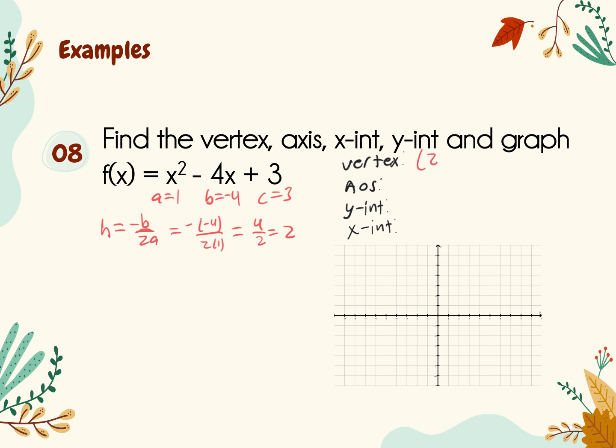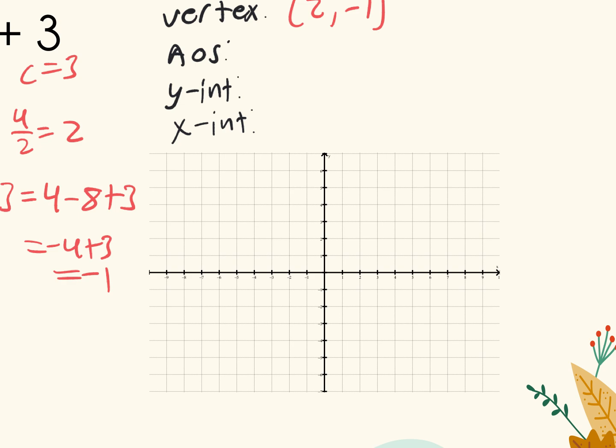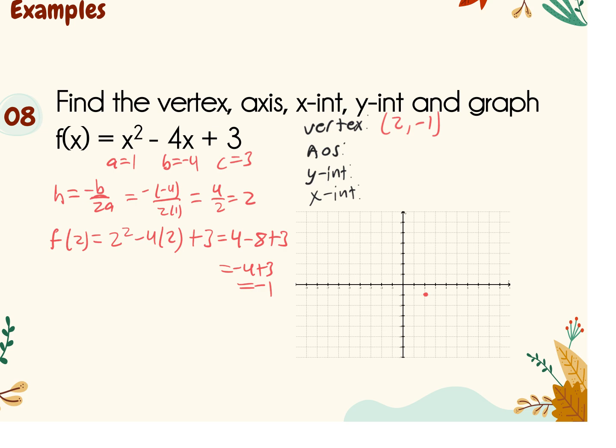To find the y-coordinate, just plug it back in. So we get f of 2 is 2 squared minus 4 times 2 plus 3. And then this is 4 minus 8 plus 3. This is -4 plus 3, which is -1. So our vertex is (2, -1). Let's go ahead and plot that point. So (2, -1) should be right there. Didn't make the same mistake as last time.